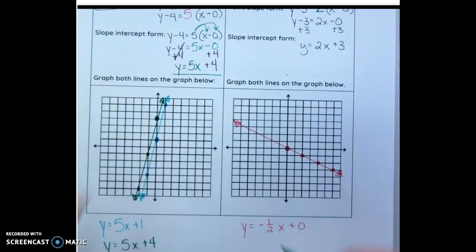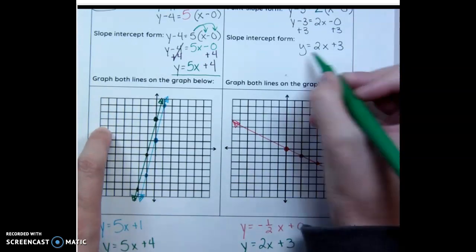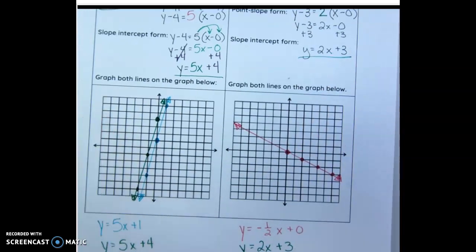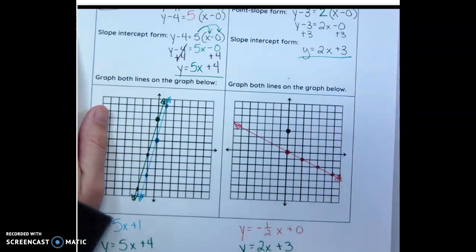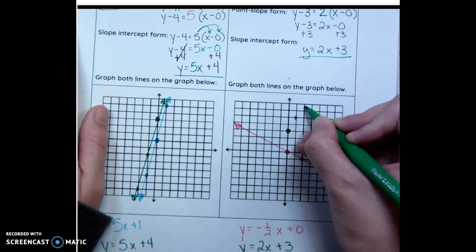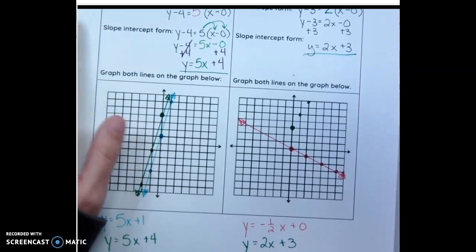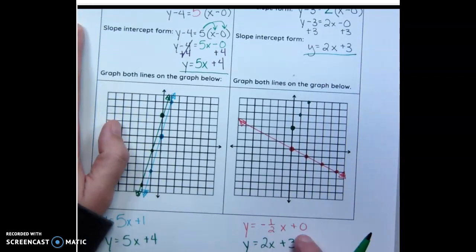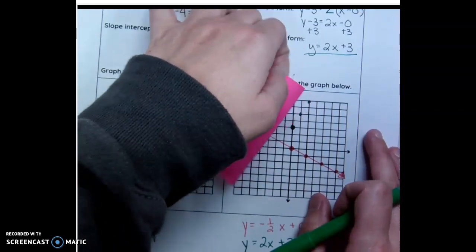My second line is y equals 2x plus 3. Where did I get that? Right here. It's the one we figured out. My b value is 3. So 1, 2, 3. And then my slope is positive 2. So up 2, right 1. Up 2, right 1. But miss, you went down before. That's right. The red one, I went down because it was negative. This one is a positive, so I have to go up 2, right 1.